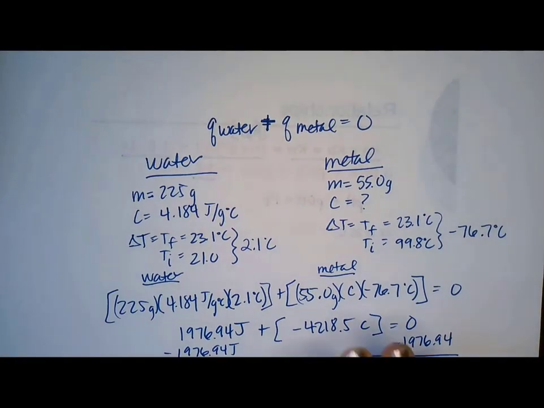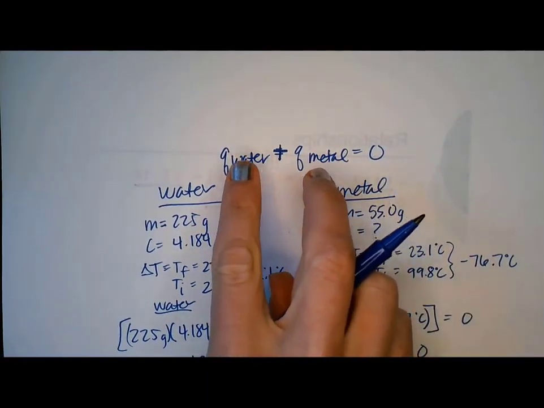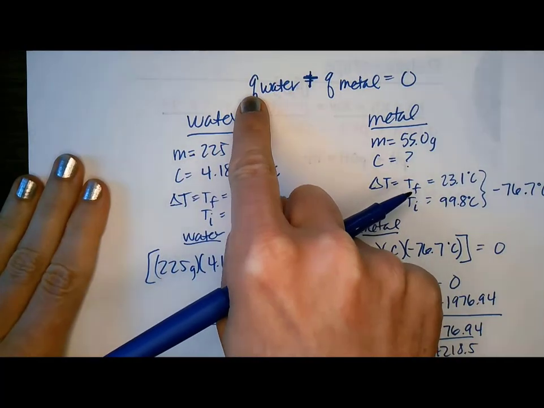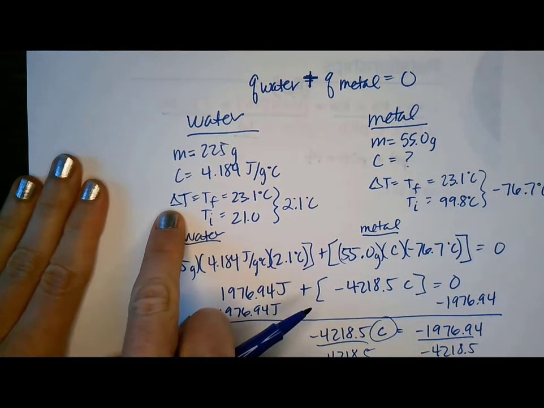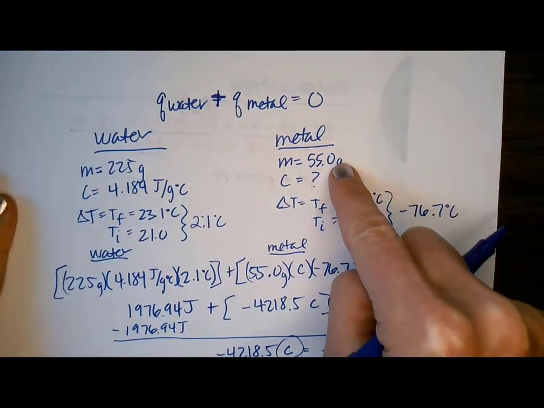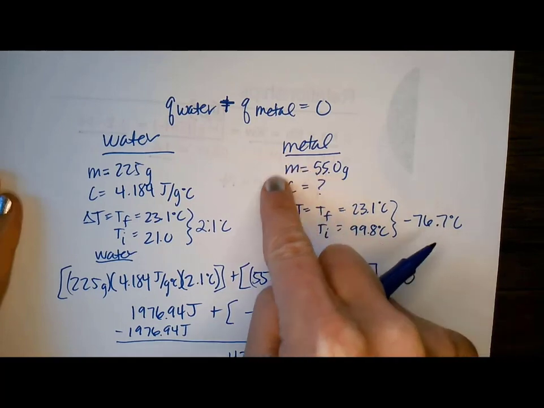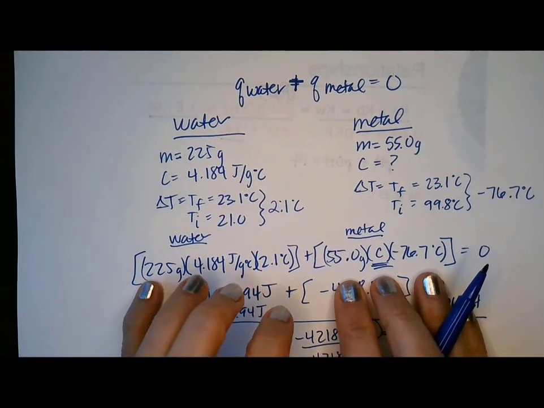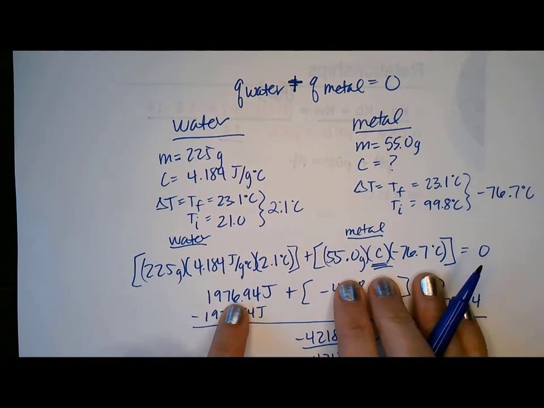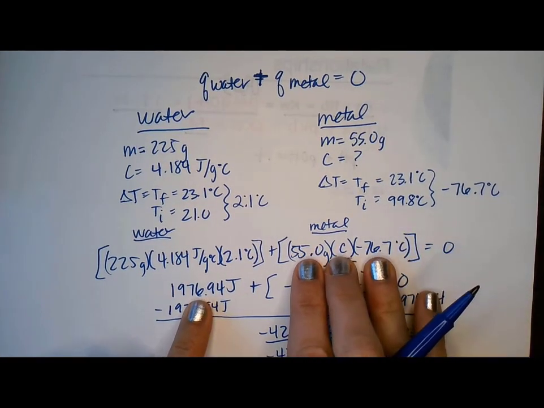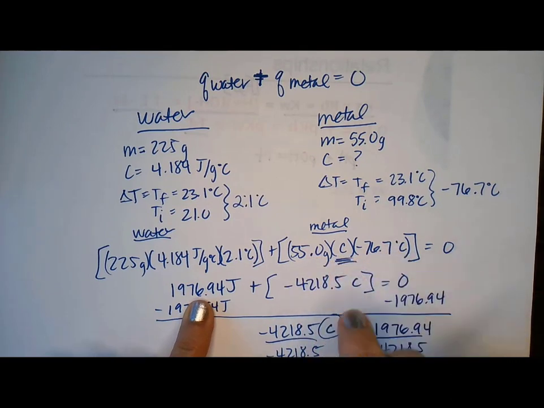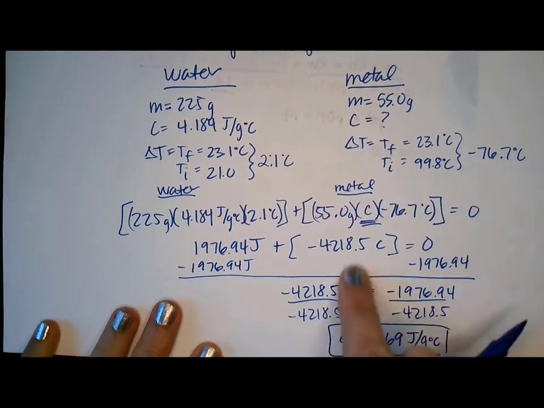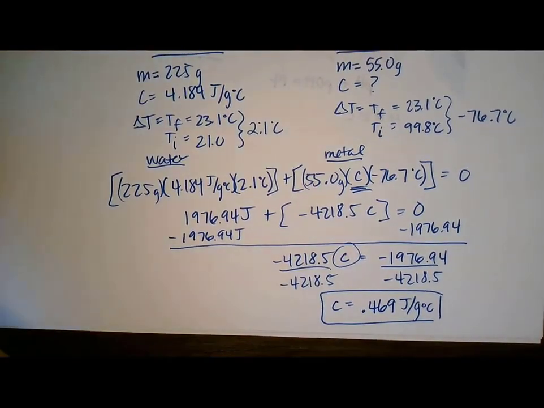So to go back and review, I know that the heat of my water plus the heat of my metal is equal to 0. So I just had to find out. The Q is M times C times delta T. I knew all of that for my water. For my metal, I knew M and I knew delta T. I had to find C. That was my only unknown. So I plugged in the heat of my water, M times C times delta T, simplified that. M times C times delta T for the metal, I simplified as much as I could, but I still had a C left over, and it's equal to 0. And then from there, we just did algebra to get the specific heat of our metal.